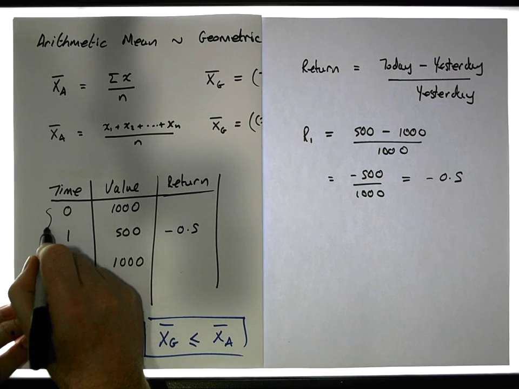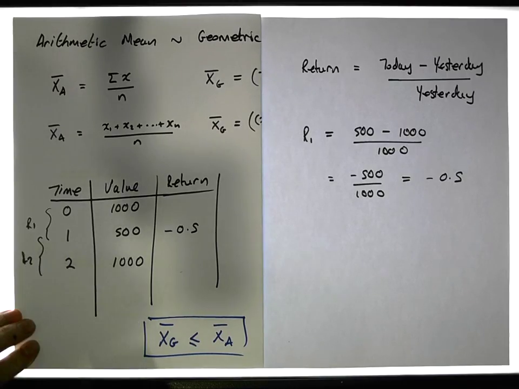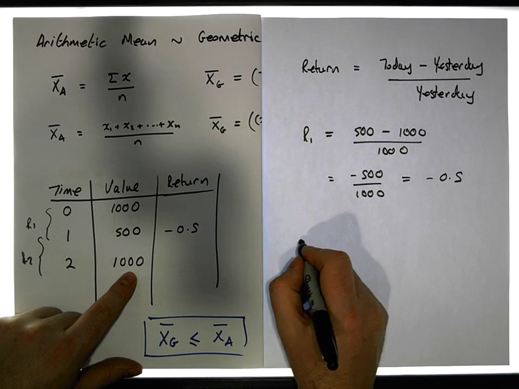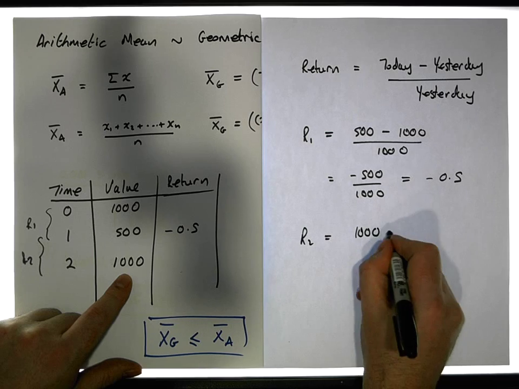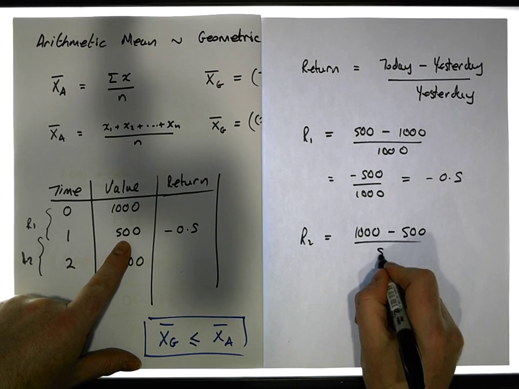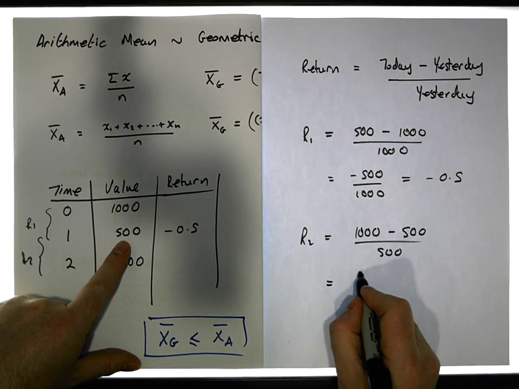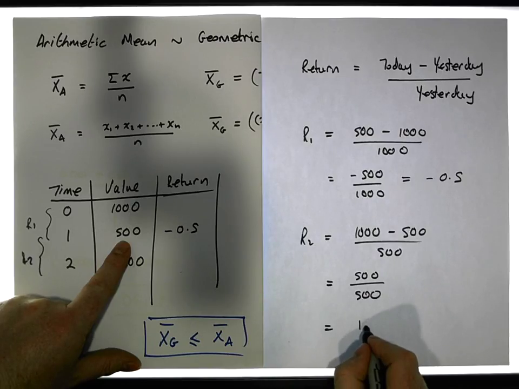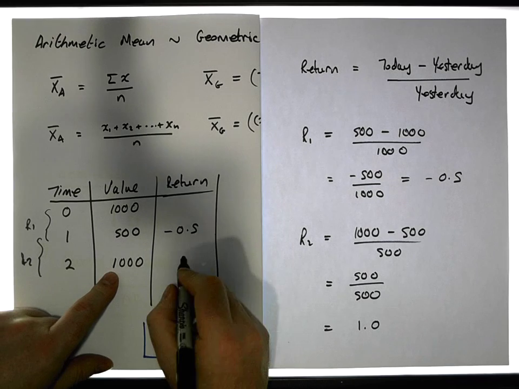So that was the first one done, R1. What about the second period, between time 1 and 2? What's the return here? Let's call this R2. Well, today's price, which is 1,000, minus yesterday, which is 500, divided by yesterday, which is 500. That gives us 500 divided by 500, which is a plus 1, 1.0. There's a 100% increase from time 1 to time 2.